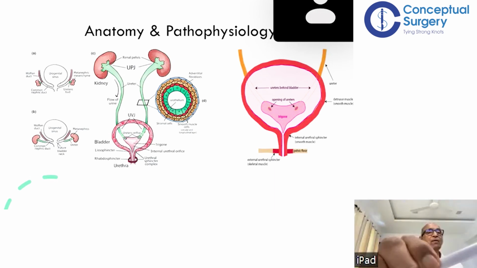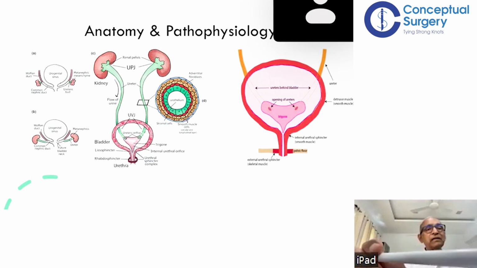So this flap valve mechanism is what is disturbed in a case of UV reflux. And that is why this development here is important. That means entry into the bladder, tunneling submucosally, and then ending at the ureterovesical junction. This is a very critical part of the anatomy of ureter.